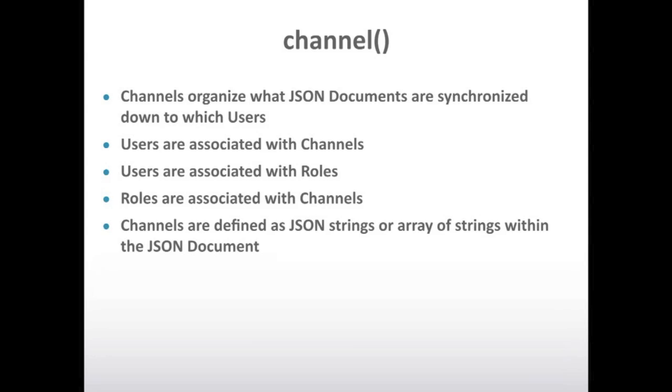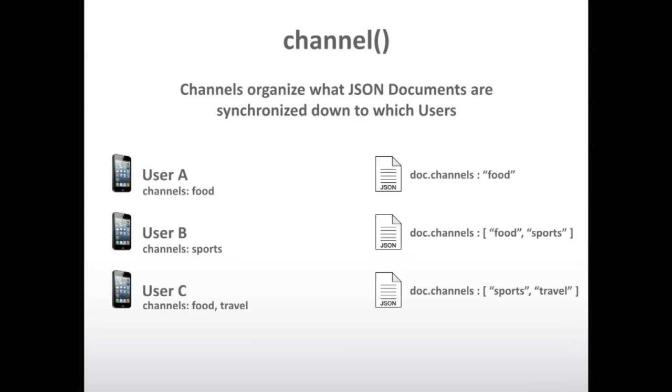Channels are defined as JSON strings or an array of strings, and they're within the JSON document. So let's show a little diagram of this. User A has been associated, through a previous document that was saved, with the food channels. User B is associated with sports channels, and user C is associated with food and travel channels. These are associations we've created through the access method, which associates users with channels.